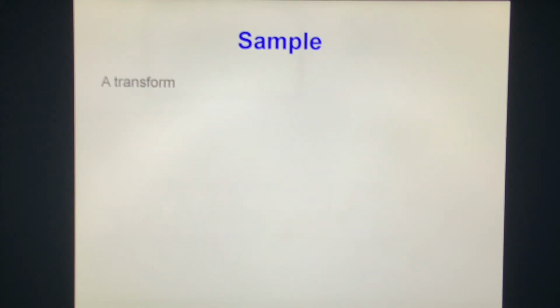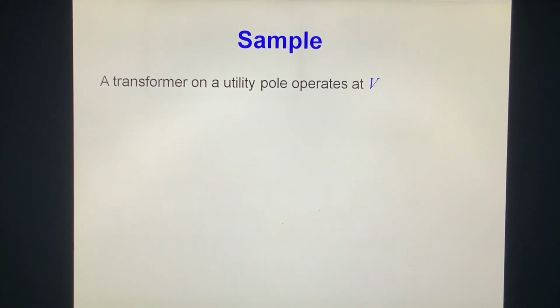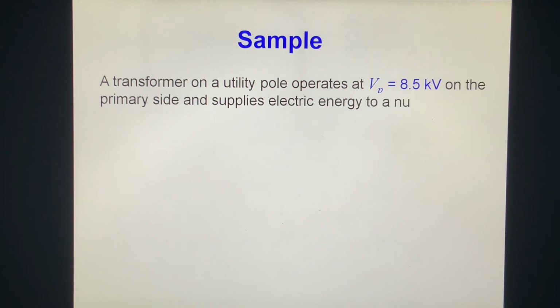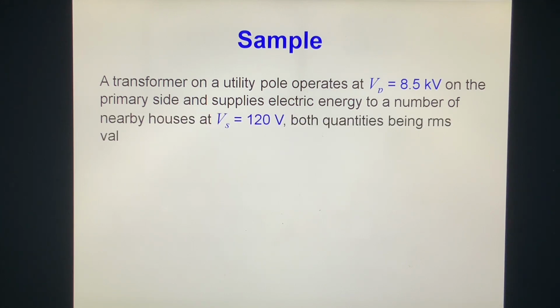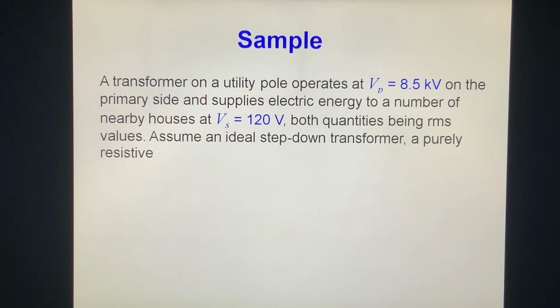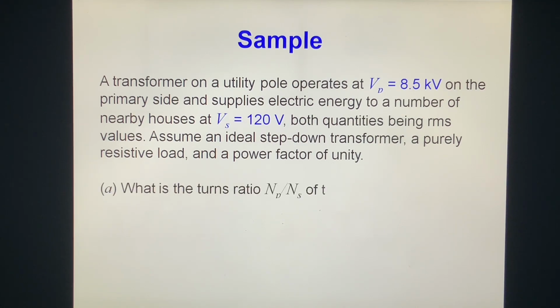Sample problem. A transformer on a utility pole operates at Vp equal to 8.5 kilovolts on the primary side and supplies electric energy to a number of nearby houses at Vs equal to 120 volts, both quantities being root mean square values. Assume an ideal step-down transformer, a purely resistive load, and a power factor of unity. Question A. What is the turns ratio Np over Ns of the transformer?